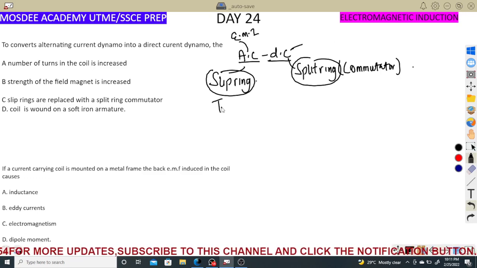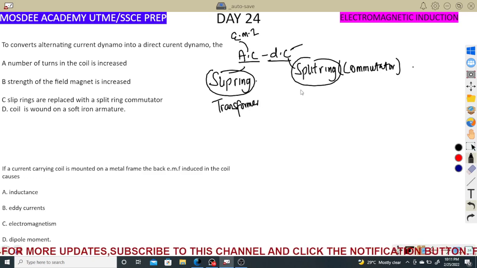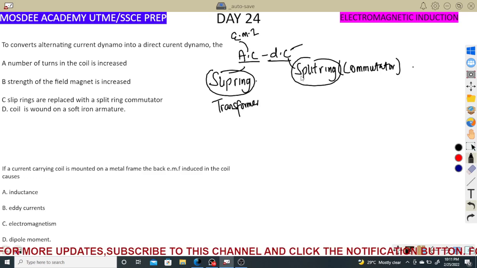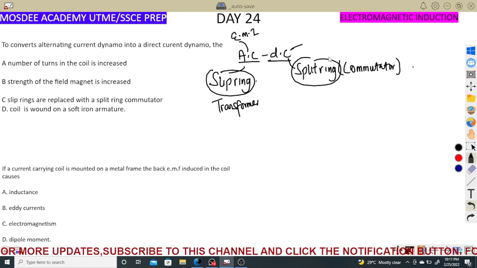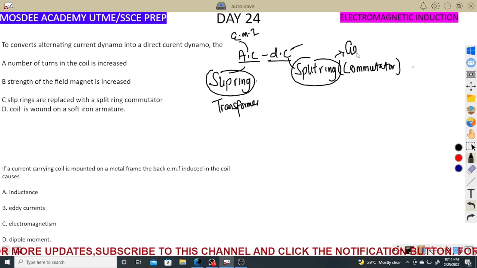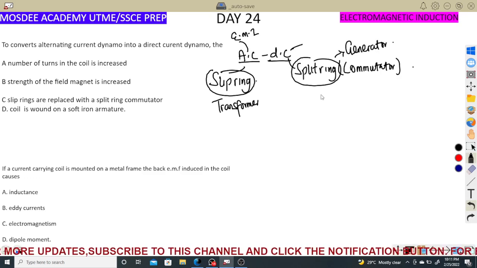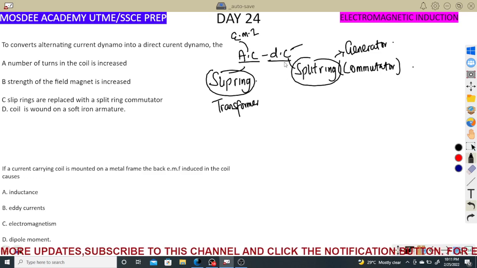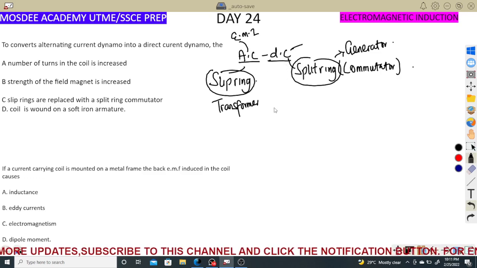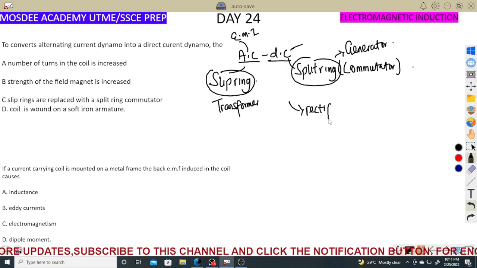So a transformer will make use of this, whereby your magnetic relay or simple thing, electric bell or your generator. Let's use generator because that is popular. We make use of what? This. So converting AC to DC is also called what? Rectification. That is what is called rectification.